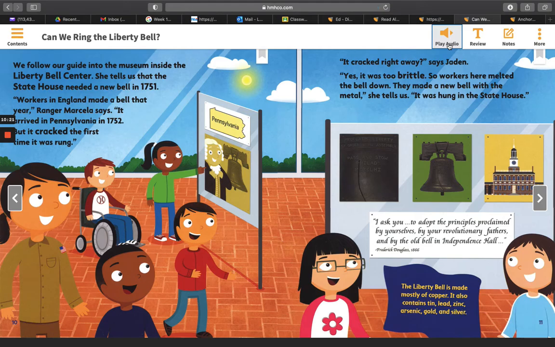All right, so why do you think the workers melted down the old bell to make the new one? It tells us that the bell cracked the first time it was rung. It was too brittle, so workers melted the bell down. They made a new bell with the metal. I think they melted the old one down to make a new one because the original one was brittle.